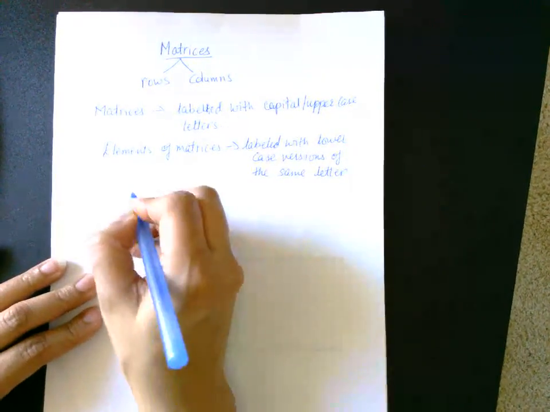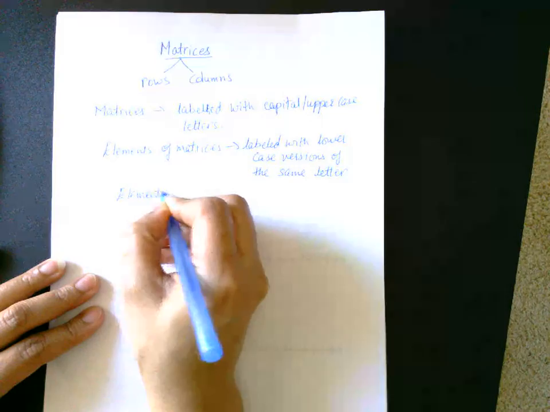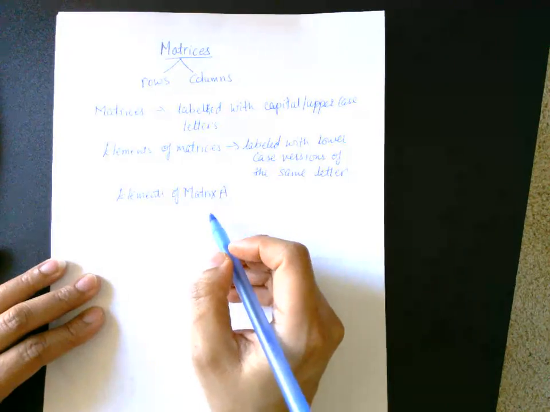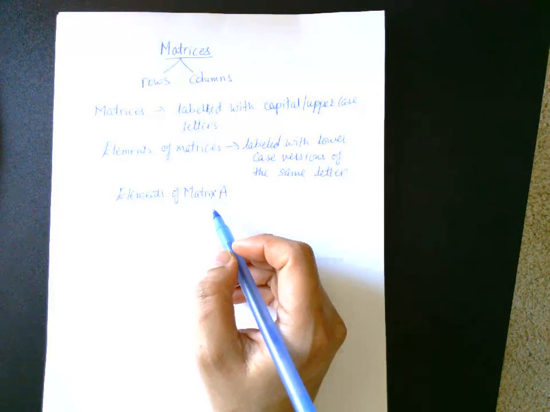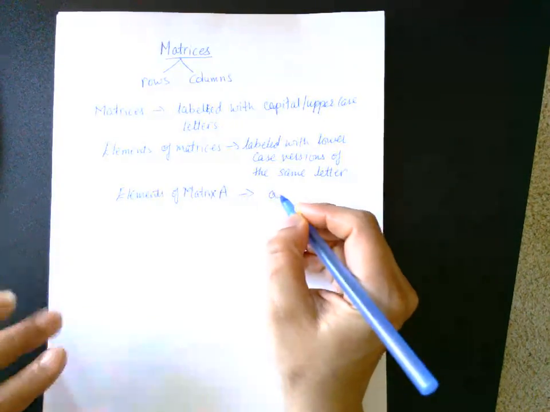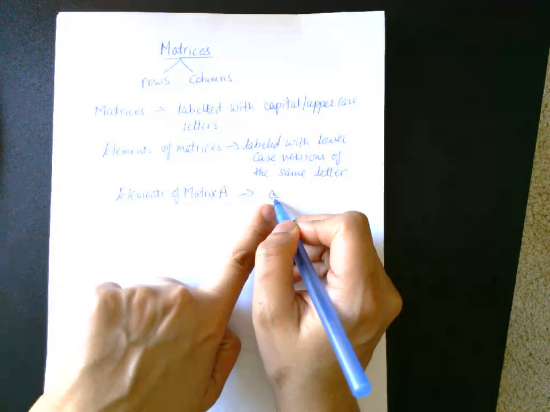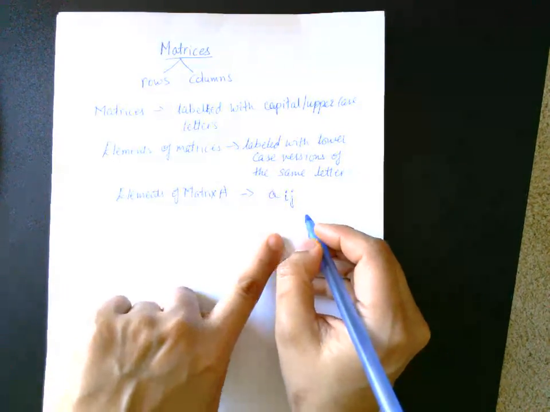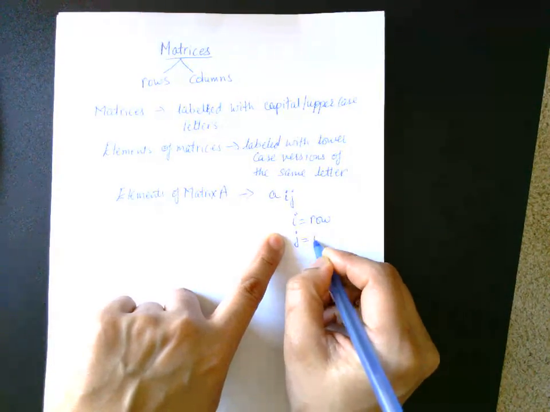That means if I am saying elements of matrix A, so we are assuming that the matrix is A, right? And we have to write down how to write the elements. It will look like something like this: a. We used uppercase to write the matrix, but the elements lowercase. And I can say i, j, where i is nothing but row and j is your column.